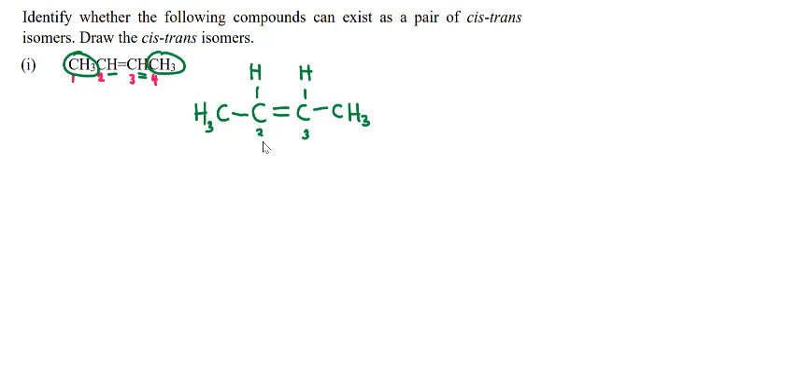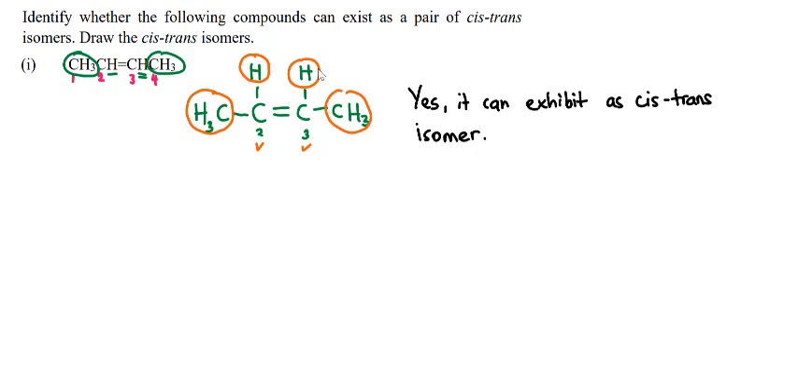For the second requirement, we must make sure that these two carbons are attached to two different things. Here we have hydrogen and CH3, so they are two different things. These two carbons are attached to two different things, which means this compound can exhibit cis-trans. Since this compound can exhibit cis-trans isomerism, now we are going to draw the cis-trans isomers.